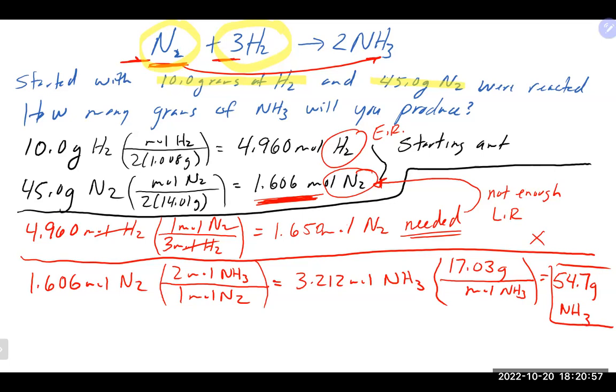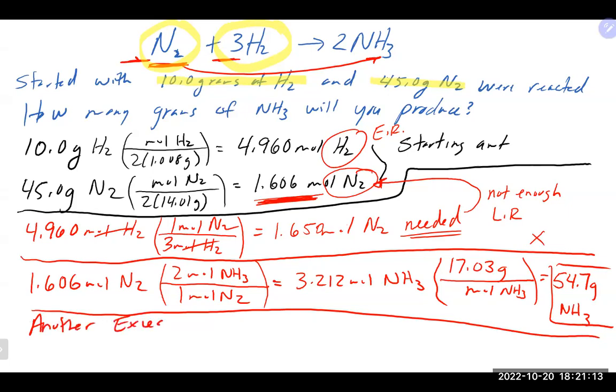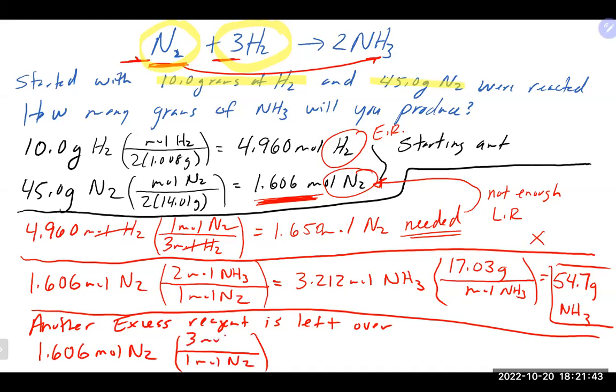You also could use this to figure out how much of the excess reagent you would need to use. So in this particular case, if we wanted to, we would have to go back and do another calculation to figure out how much of the excess reagent is left over. So we would need to do the opposite calculation. I know that this guy right here is my limiting reagent. Now to figure out how many moles of my excess reagent I would need to use, we would do our 1 mole of N2 to 3 moles of H2. And that would be 4.818 moles of H2 was used in this reaction.